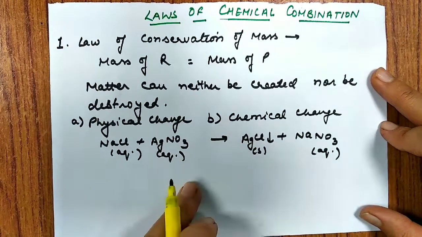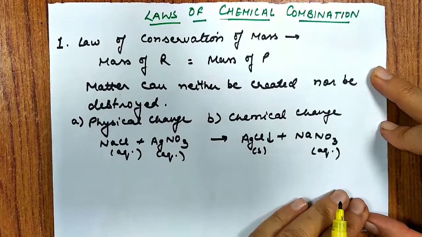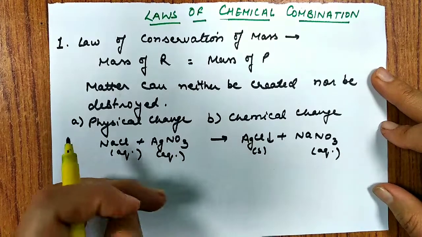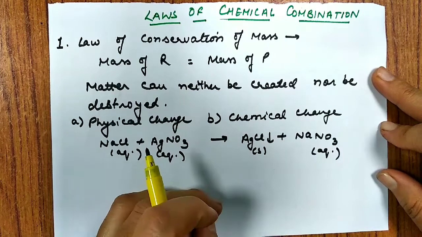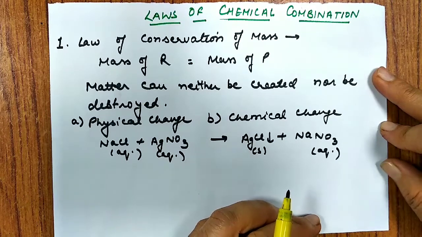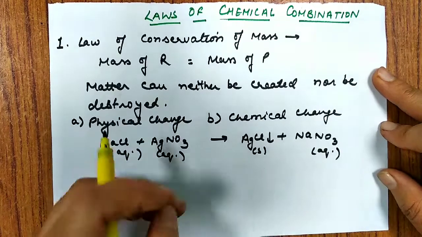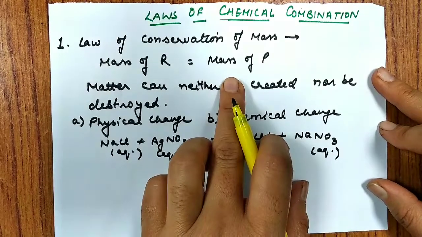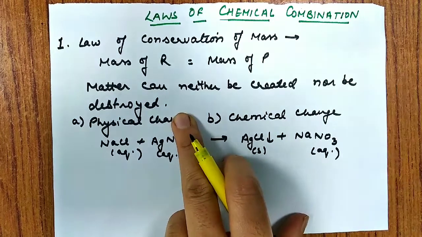The mass of the reactants has been weighed initially, before the reaction started, and after the completion of the reaction the mass of the tube is measured again, and it is observed that the mass remains the same. There is no change in the weight of the substance. Hence the mass of reactants is equal to the mass of products. So we can say that matter can neither be created nor be destroyed.